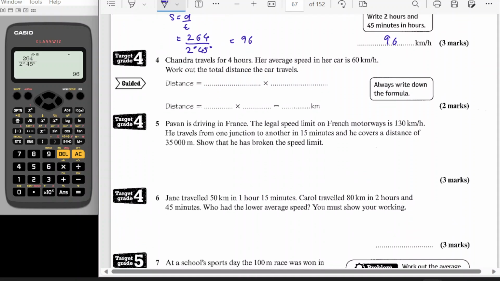Right, question 4. Chandra travels for 4 hours. Her average speed in her car is 60 kilometers per hour. Work out the distance she travels in her car. Well, distance is going to be equal to speed times by time. So we're looking at 60 times by 4. I think they're looking for their formula there, actually. So distance is equal to speed times by time, which is 60 times by 4, which is going to give us 240 kilometers.